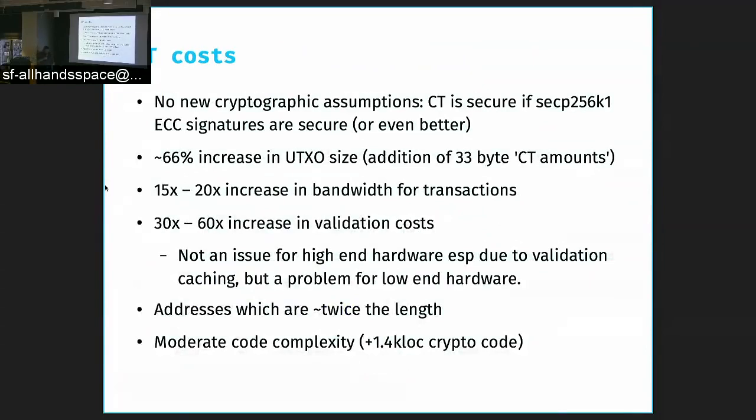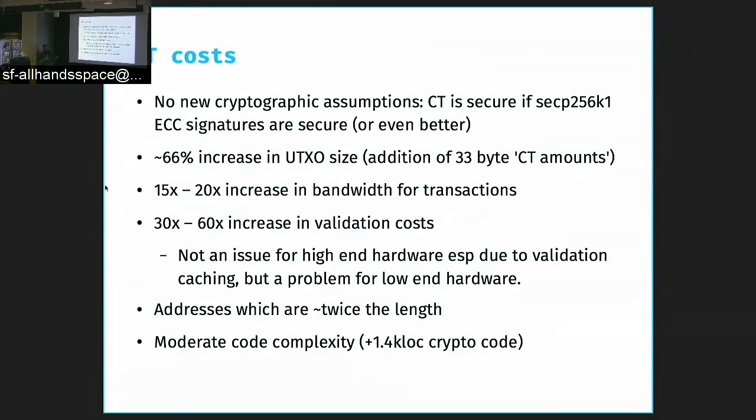So on that subject, cost. Doing this stuff with the hidden values isn't cheap in the system. So the end result is that on the plus side, we can do it with no new cryptographic assumptions, meaning that CT is completely secure so long as our ECC signatures are secure. And in fact, we can do even better so that CT is completely secure against inflation, even if ECC is completely broken. I'll talk a bit more about that. So that's a good part.